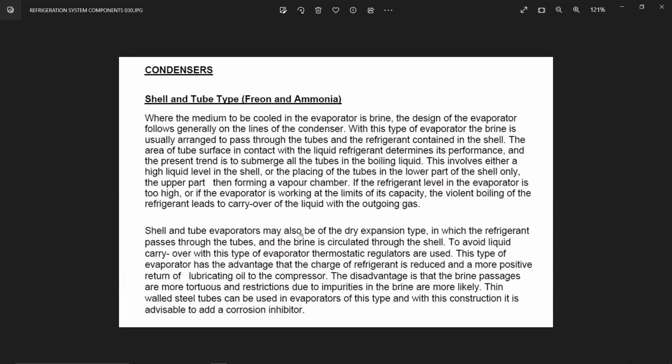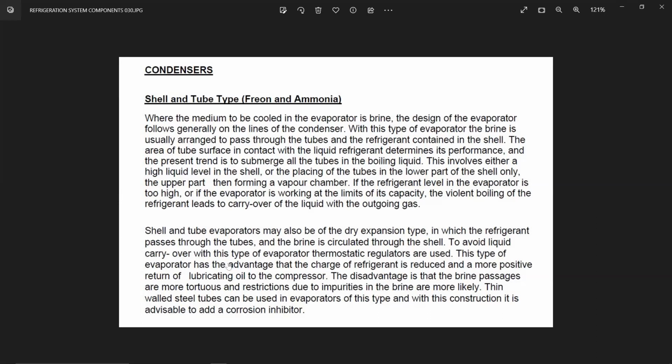Shell and tube evaporators may also be of the dry expansion type, in which the refrigerant passes through the tubes and brine is circulated through the shell. So the one is the wet type, where it is the reverse: the refrigerant is outside and the brine is inside. But there is one type, the dry type, where the refrigerant passes through the tubes and the brine is outside. To avoid liquid carryover, in this type of evaporator, thermostatic regulators are used, so that it will control.